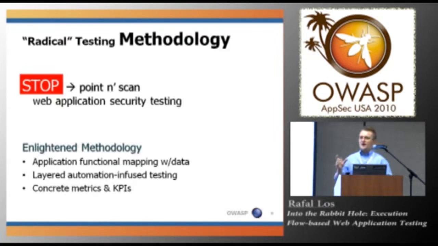And then, with security's capacity in the business, rather than us getting a bigger seat at the business table, we get a smaller and smaller sliver of say. So it's actually counterproductive for what we're doing, right? So this enlightened methodology that I and many of my counterparts and colleagues are trying to preach is application functional mapping with data, layered automation-infused testing, and concrete metrics and KPIs. This talk today basically focuses on the first one, because the next piece is a whole other talk, and that last one, concrete metrics and KPIs, is a webcast that I'm doing.